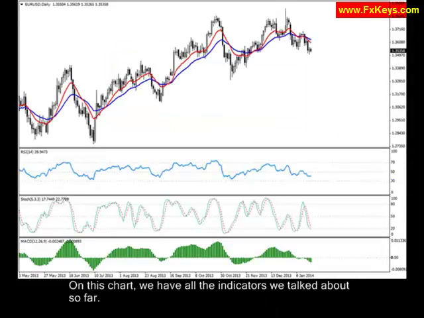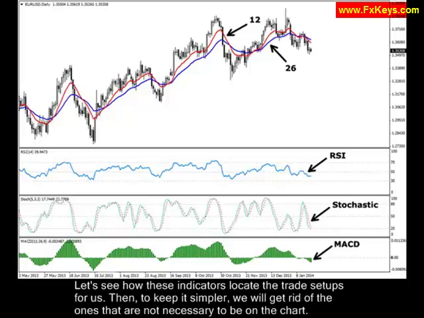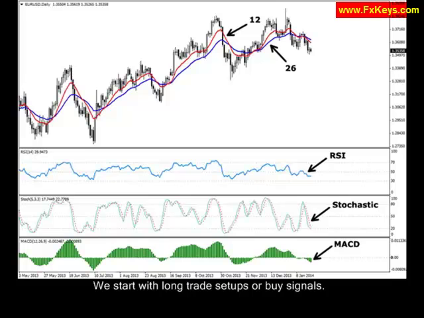On this chart, we have all the indicators we talked about so far. Moving average 12 and 26, RSI, stochastic, and MACD. Let's see how these indicators locate the trade setups for us. Then, to keep it simpler, we will get rid of the ones that are not necessary to be on the chart. We start with long trade setups, or buy signals.